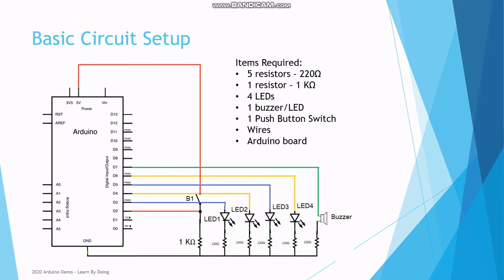This is the basic circuit setup that I will be using in the Arduino sketch. It is explained in one of my earlier videos, so please refer to it. It has one push button switch whose input is given to digital pin number 2. I'm using 4 LEDs and one buzzer which are connected to digital pins D3 to D7, and these digital pins are configured as output in my Arduino sketch.